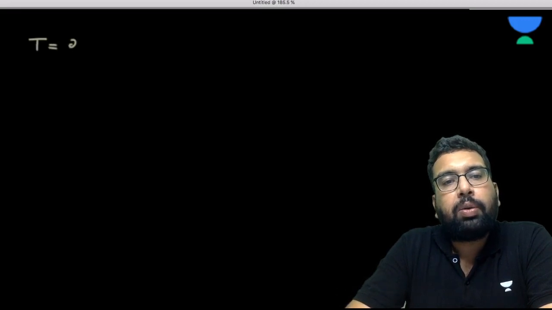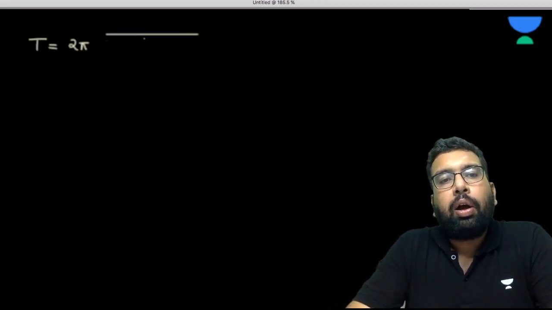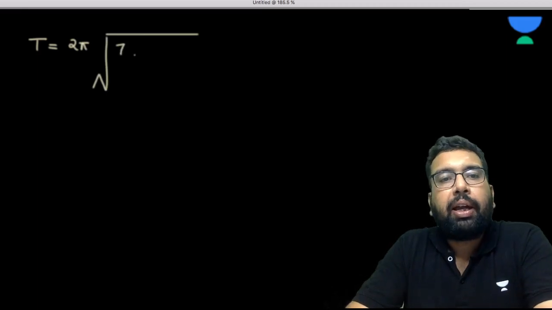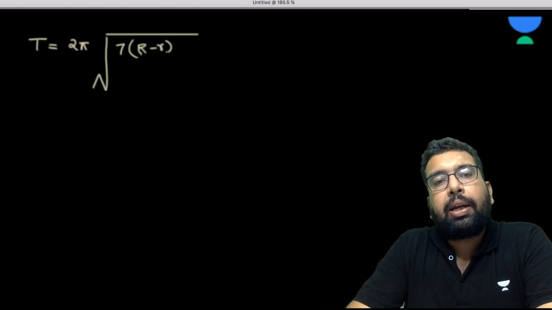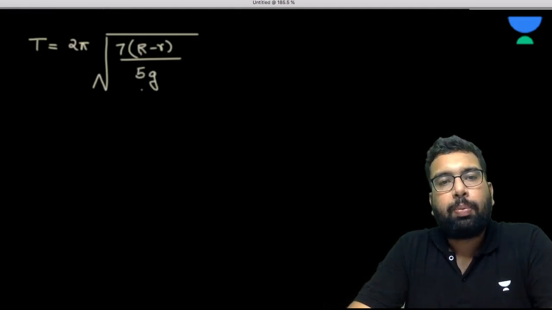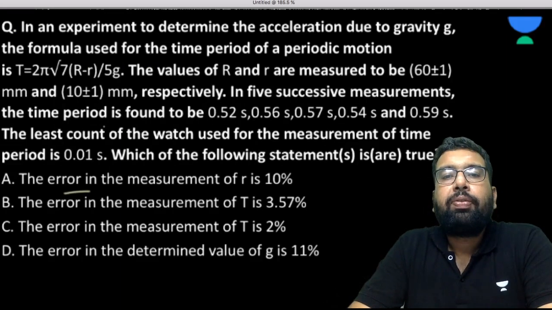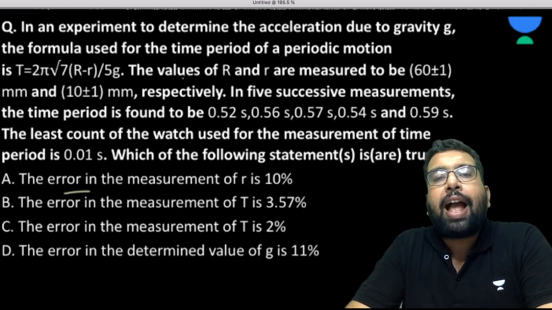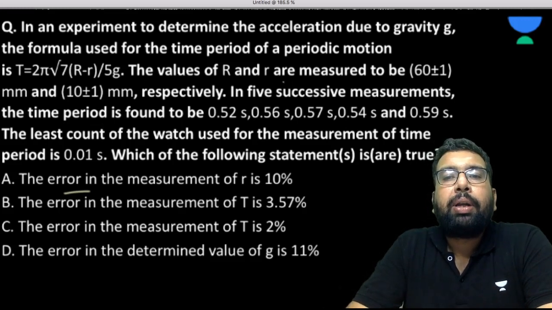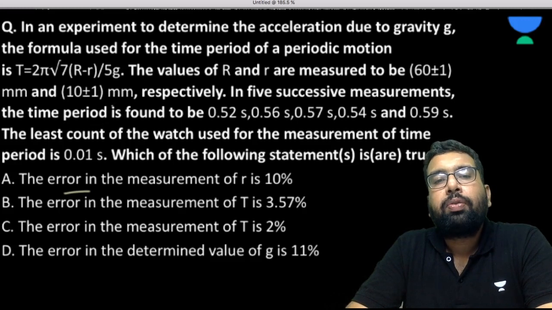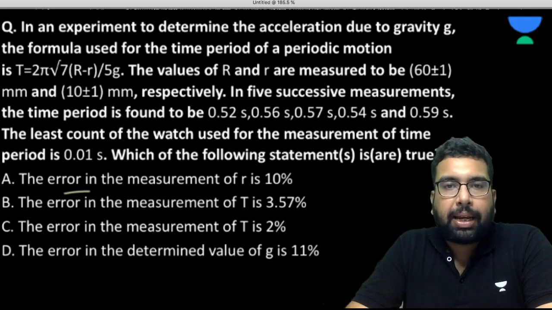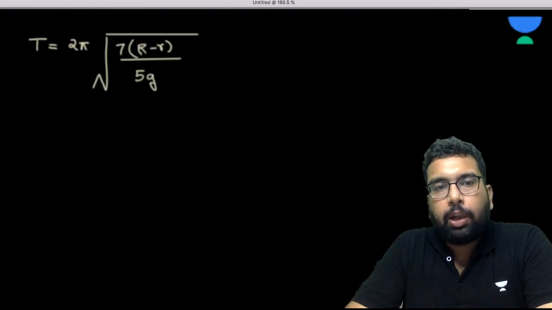So T is equal to 2 pi root over (7(R minus r))/(5g). Okay, very well, no problem at all. Now please understand this. Let's see the first part of this question. The values of capital R and small r are measured to be 60 ± 1 mm and 10 ± 1 mm.